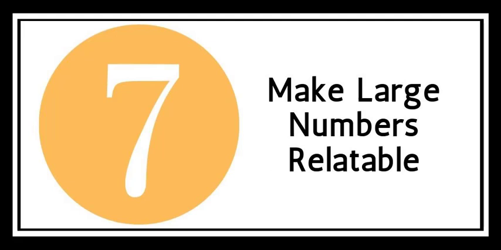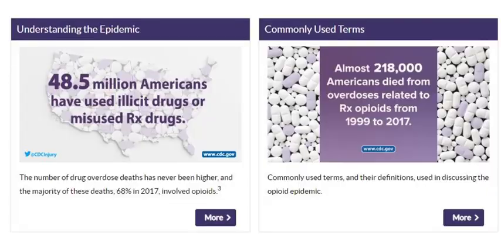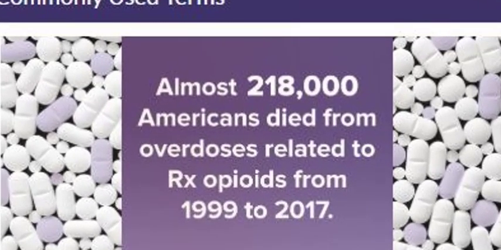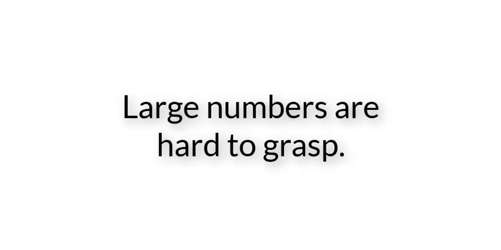Make large numbers relatable. The Centers for Disease Control and Prevention's Opioids landing page starts with a striking statement. Almost 218,000 Americans died from overdoses related to prescription opioids from 1999 to 2017. But are 218,000 deaths large or small? Large numbers are hard to grasp.